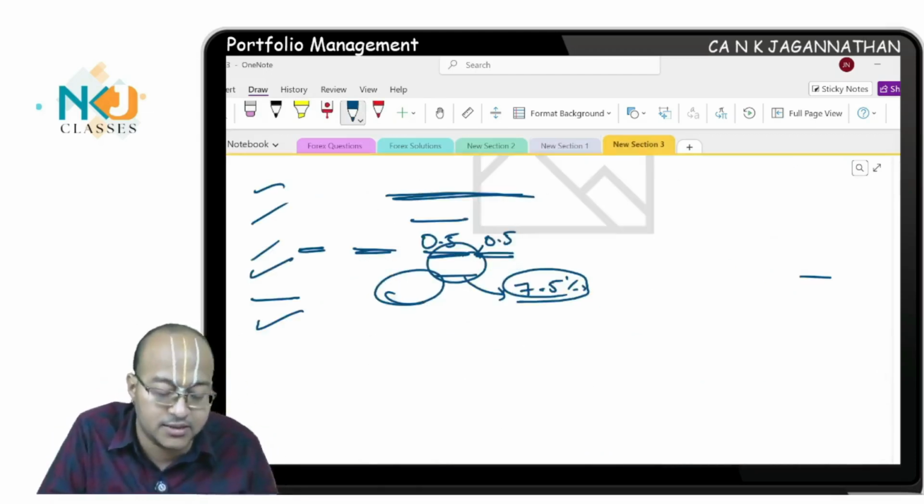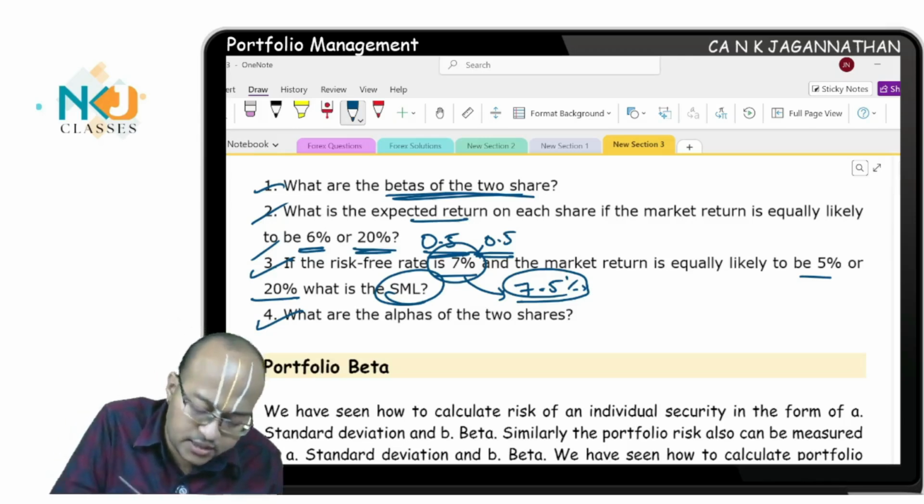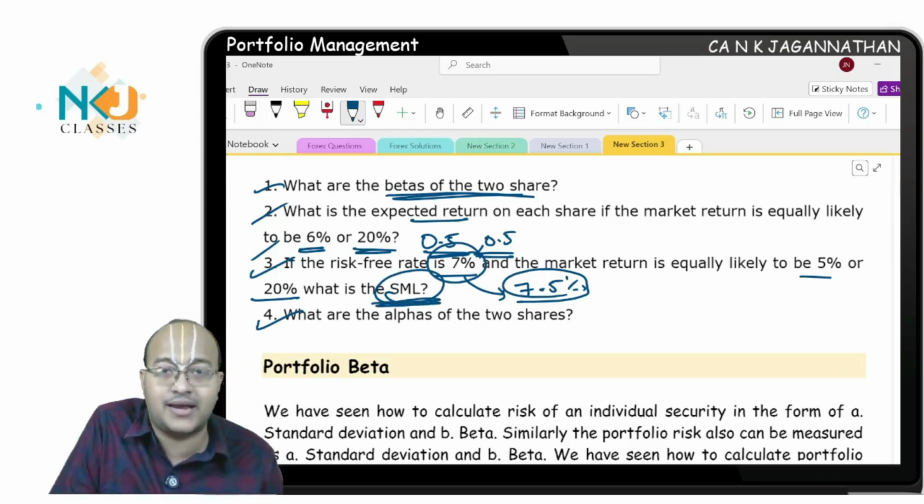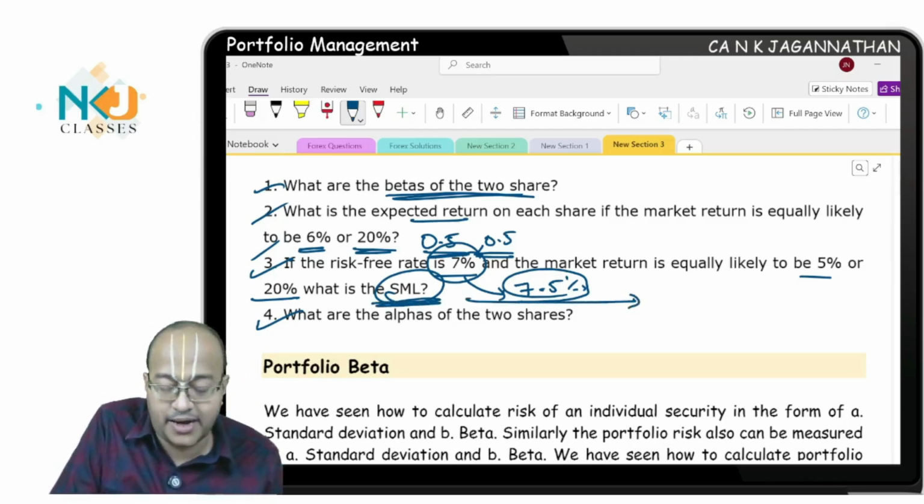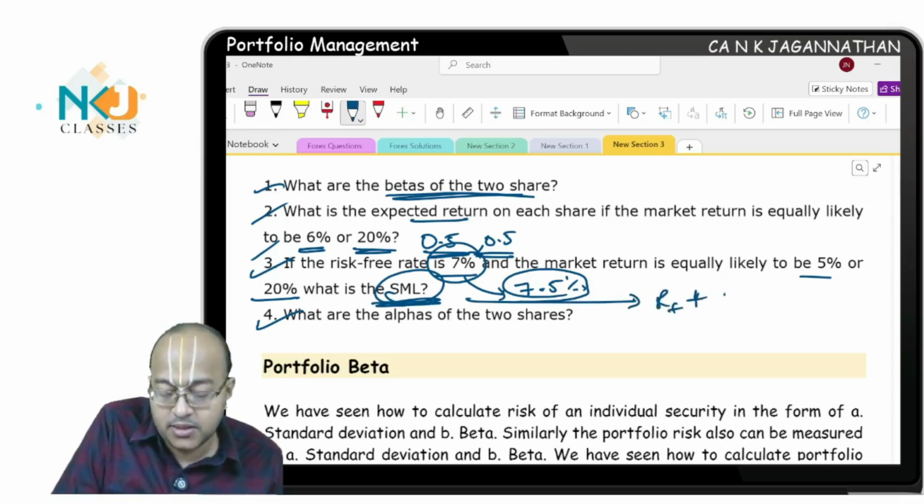That's the understanding. See what they are asking: what is the SML? Security market line. So while you write the security market line, you should write RF plus beta into RM minus RF.